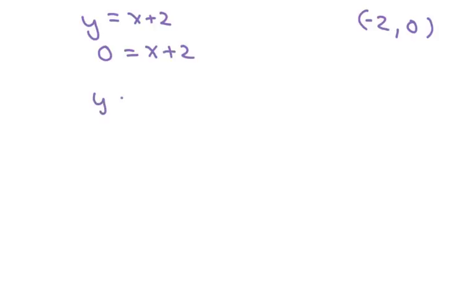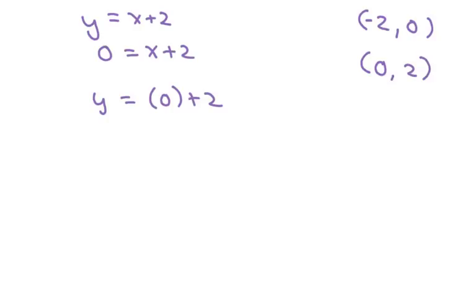The x-intercept of y equals x plus 2 would mean that y is 0. So x is negative 2. Negative 2 plus 2 is 0. And our y-intercept is when you let x be 0. So when x is 0, we get 2.